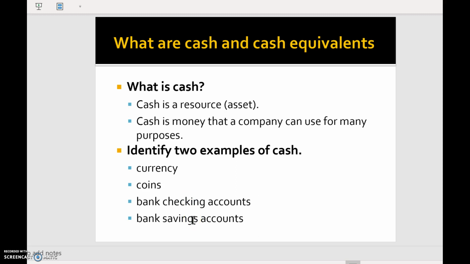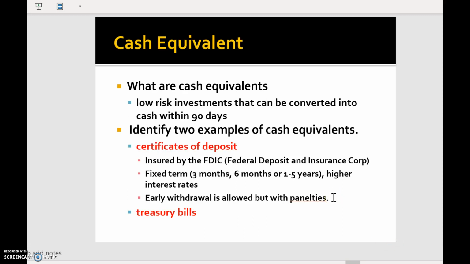So when we talk about cash, it's not only the paper cash in your wallet. There's another concept called cash equivalent. Cash equivalents are accounts that are equivalent to cash, for example, low risk investments that can be converted into cash. There are two examples of cash equivalents: certificates of deposit and treasury bills.